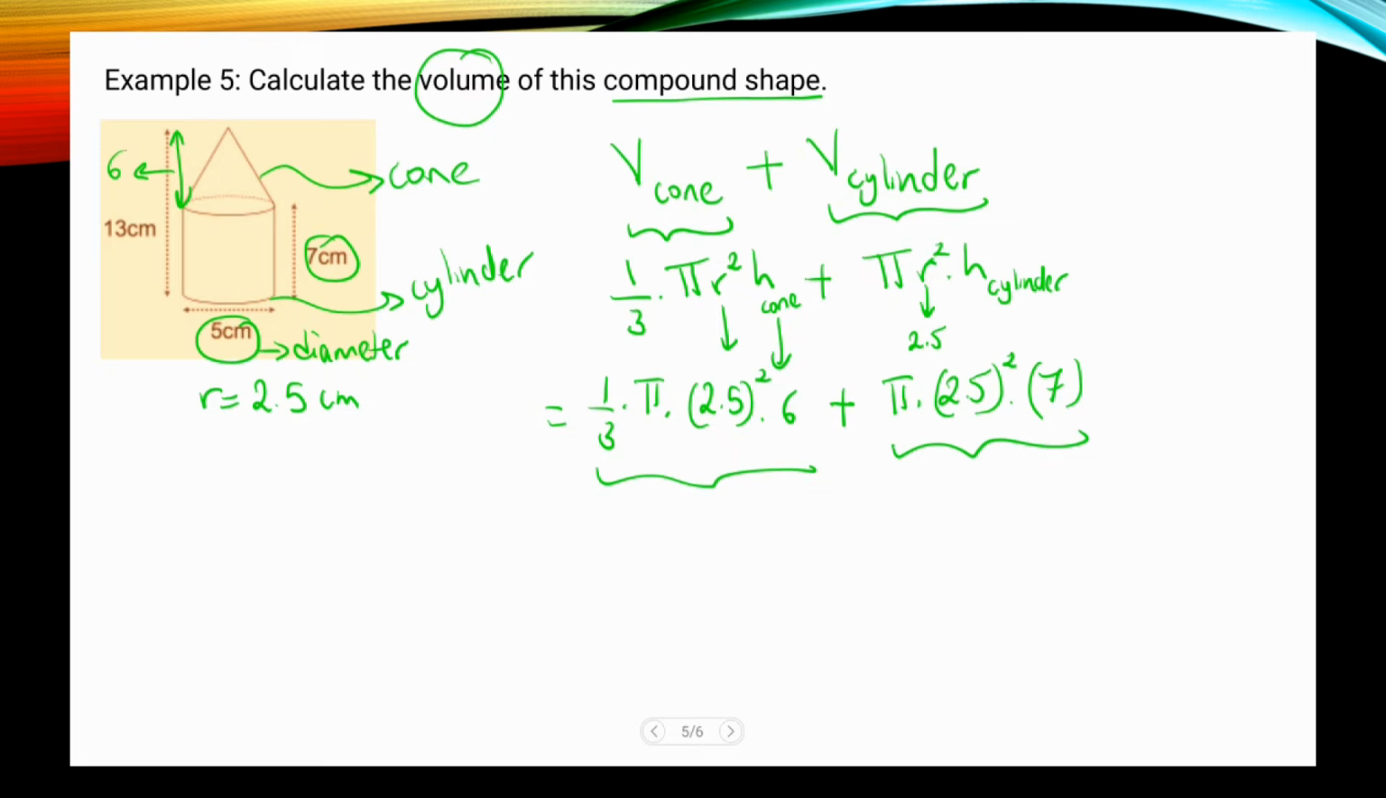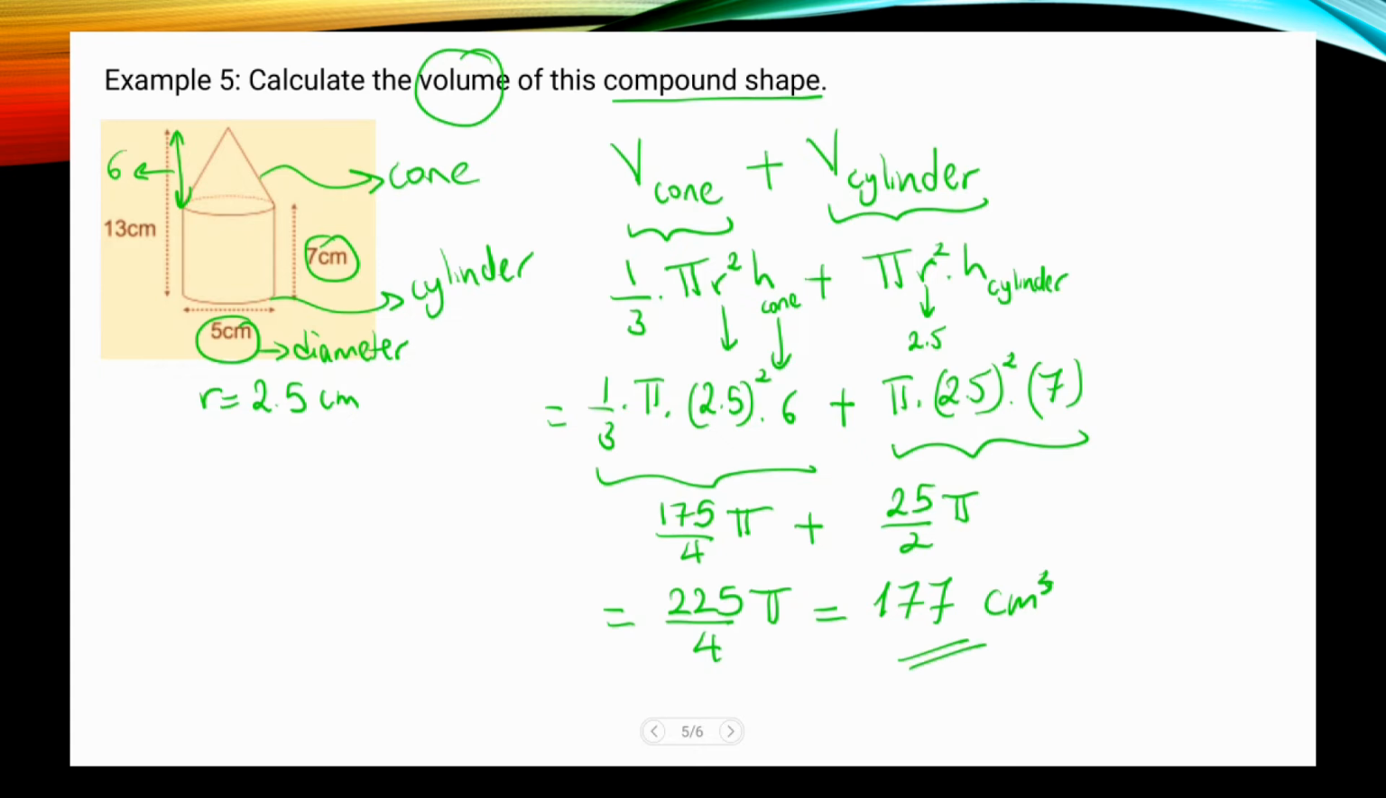So this is 175/4 π, and this piece is 25/2 π. When you add, you will have 225/4 π, and correct to 3 significant figures, you have the value 177 cubic centimeters, and this is your answer.